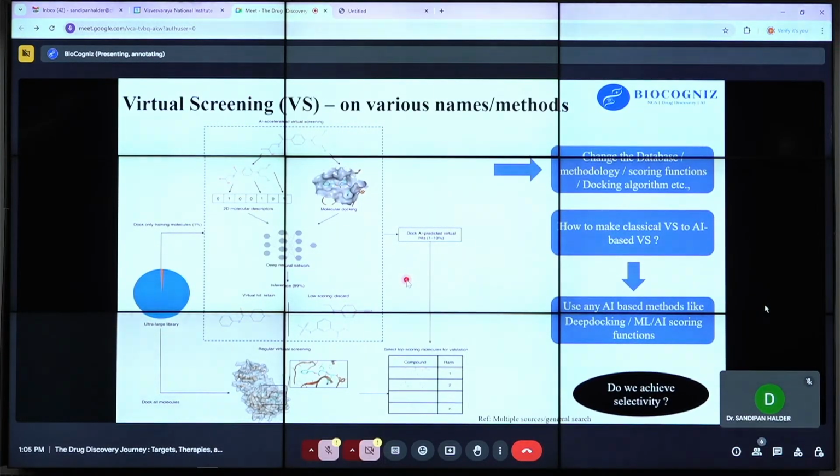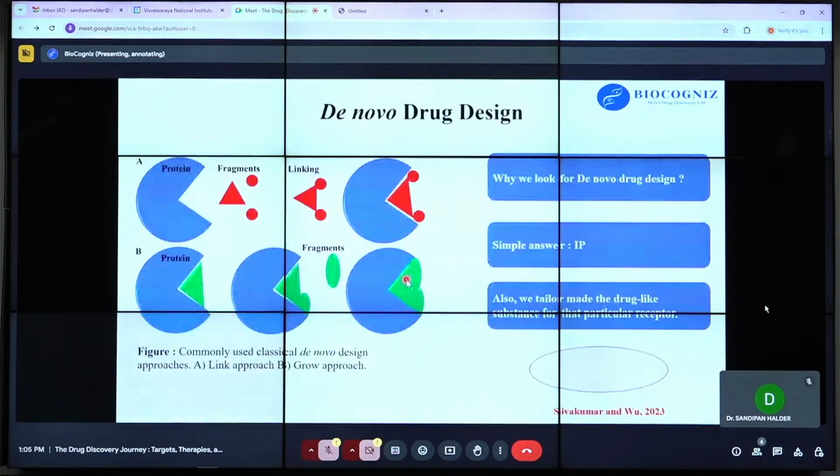But the question is, okay, you narrow down by various parameters and it can be tested, but whether the compound is selective, whether it is free from side effects or not? The answer is obviously no. Why, we will see.